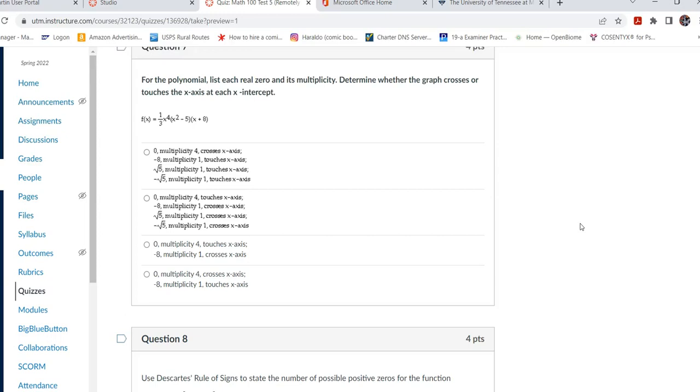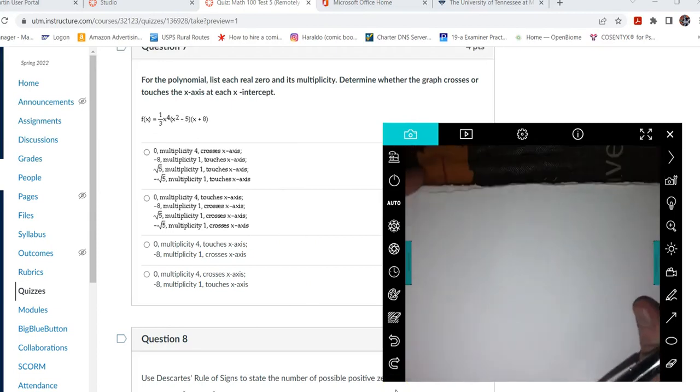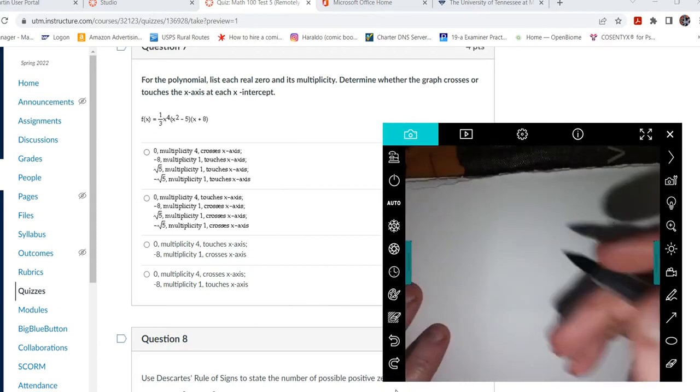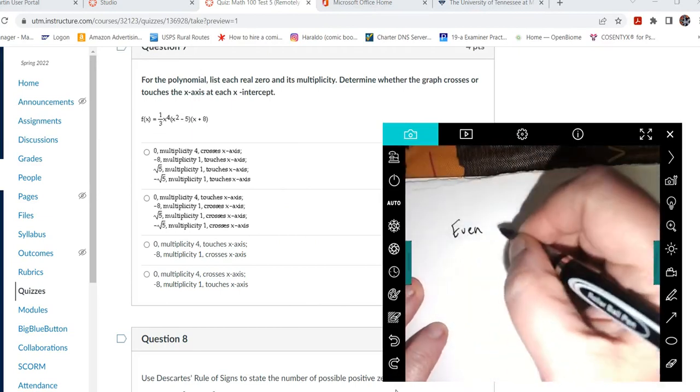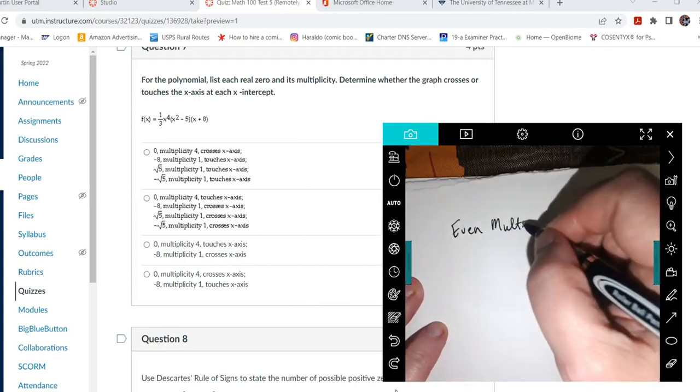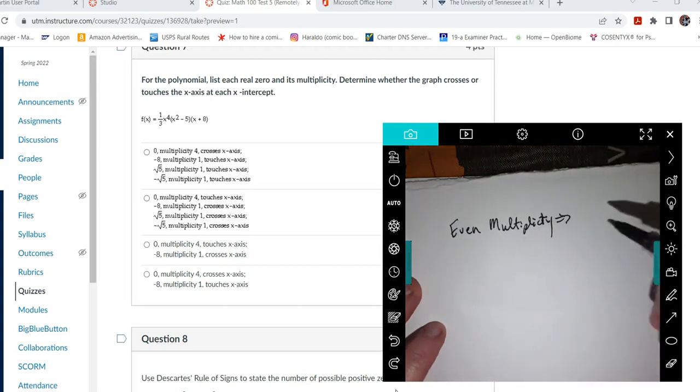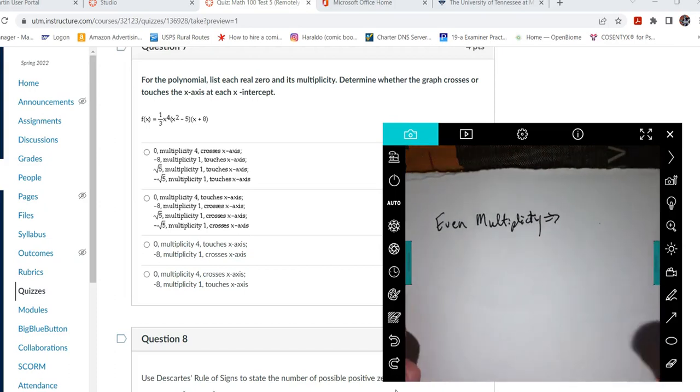Here they want you to determine where the graph crosses or touches. Okay, so if the multiplicity is even, then the graph touches and bounces back.